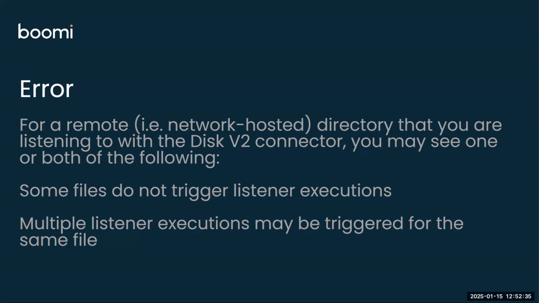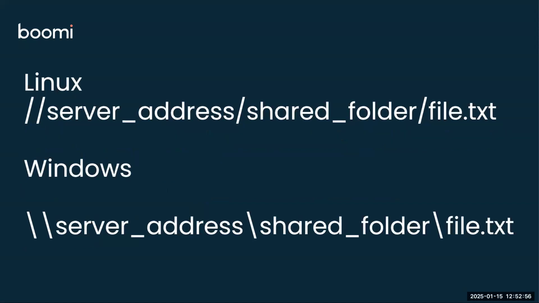You are using a remote, i.e. network-hosted directory, and you're listening to it with the disk v2 connector. You may see sometimes that either A, some files do not trigger listener executions, or B, maybe multiple listener executions are triggered for the same file, so you're getting duplicates of that file in process reporting.